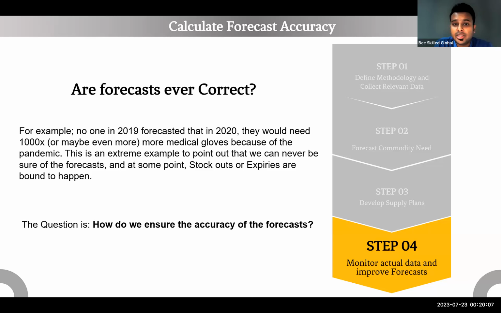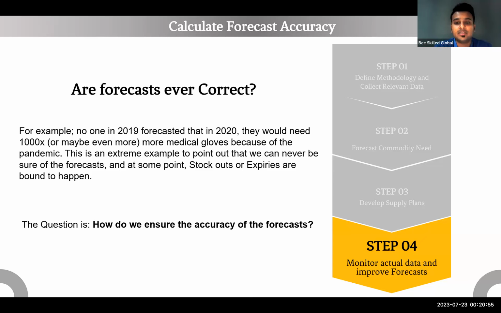Accuracies can all go down the drain when an event like COVID or any other epidemic happens. For example, as you see on screen, when everyone developed their forecast for gloves in 2019, no one knew that COVID was coming. You can see how the demand for gloves shot up maybe a thousand or a million times globally just because of a pandemic. And no one knew. Forecasts are never accurate for any product category. Even if you can achieve close to 60% accuracy, then you are literally in the highest league of organizations or teams who are developing and managing forecasts.